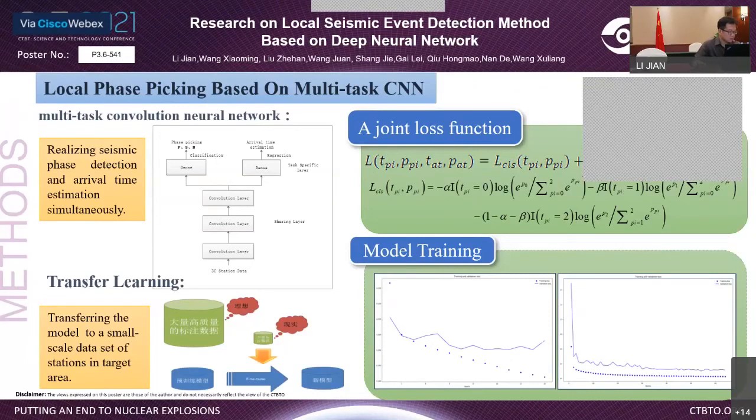First, the initial network model is trained using a large-scale data set from the Southern California seismic network, and then we use transfer learning and data enhancement methods to transfer the model to the small-scale data set of our target seismic network to achieve the detection of the local P and S phases.